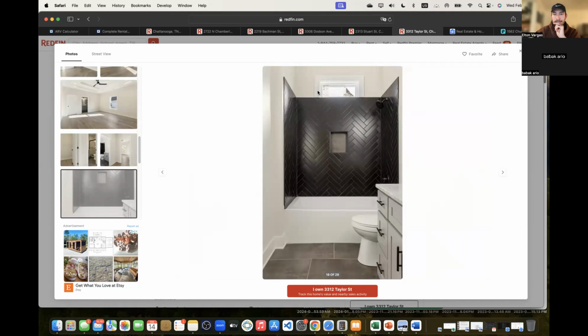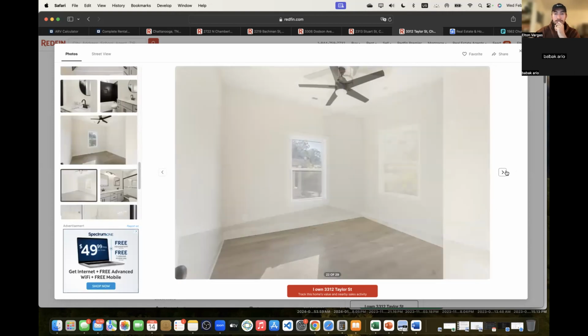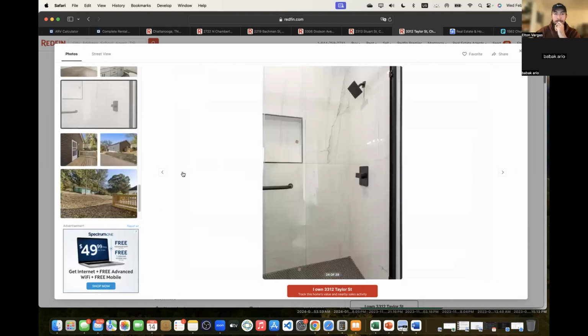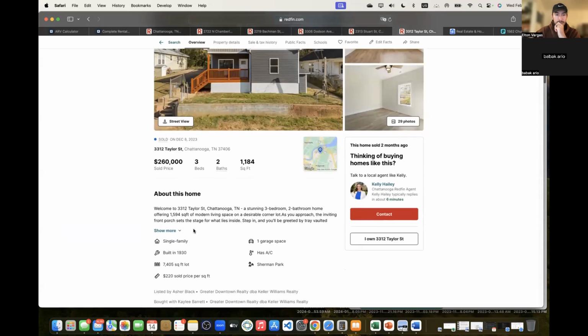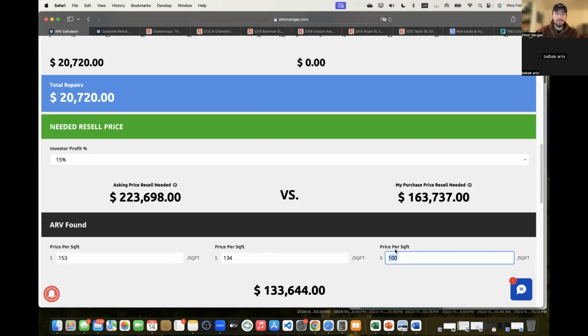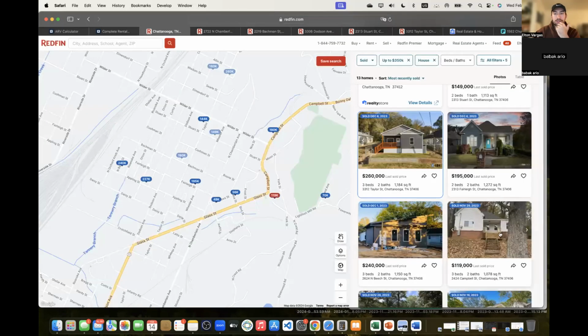Sometimes with the windows, are they able to open or not too? But honestly, this is a prime example of a great comp. This sold for 260, 1930s, 220 per square foot. So this is what's probably going to help the property significantly, and this is roughly around 175. Like I said, sometimes you can try to pull in more as well.